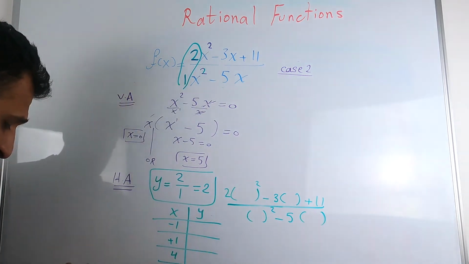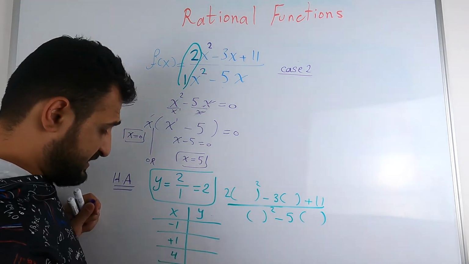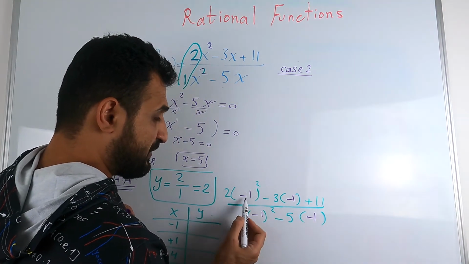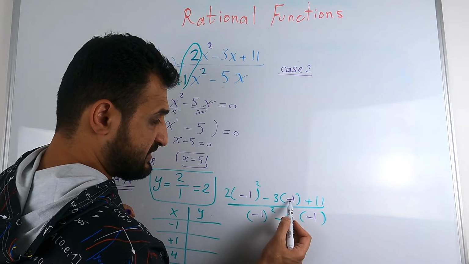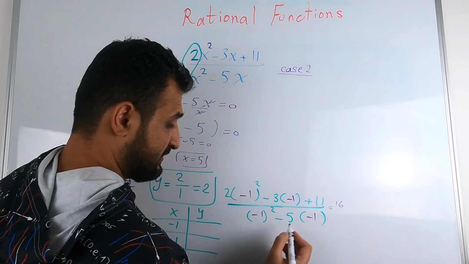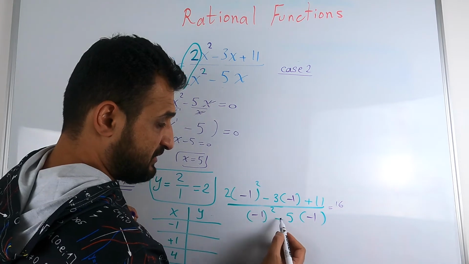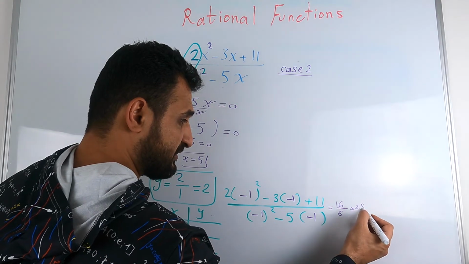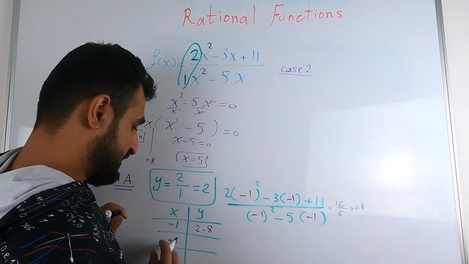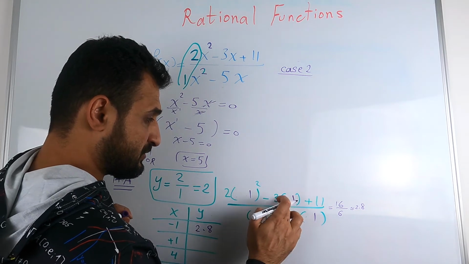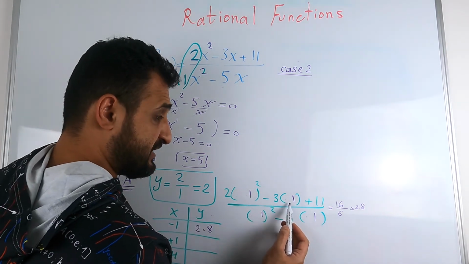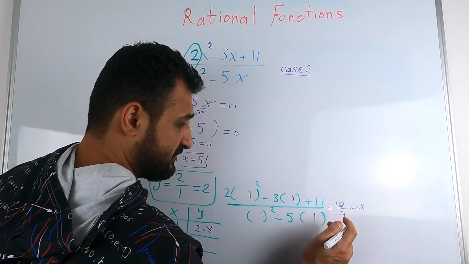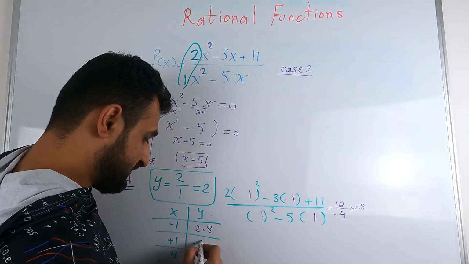Now instead of each x, I want you to start substituting these numbers. Let's start with negative 1. Negative 1 power 2, 1 times 2, 2, plus 3, 5, plus 11, 16. Negative 1 power 2 is 1, plus 5, 6. 16 divided by 6, almost 3 or 2.8. So let's say 2.8. Now we put 1. 2 minus 3, negative 1, plus 11 is 10. 1 minus 5, negative 4. 10 divided by negative 4, the calculator will give you the answer, negative 2.5.